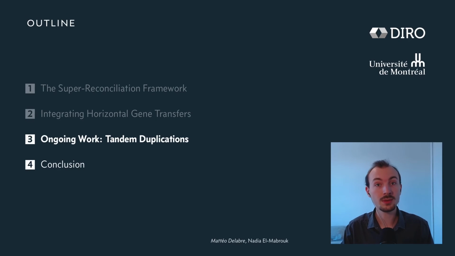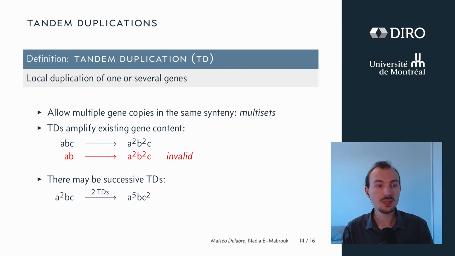Now that we've looked at integrating horizontal gene transfers inside superreconciliations, we turn our attention to an ongoing work on tandem duplications. Tandem duplications are local duplications that create new copies of the genes inside the same syntenies. If we have a synteny ABC, we may have a tandem duplication of the segment BC and get a new synteny AB squared C squared. Here we will focus on the easier version of the problem, that is the unordered version.